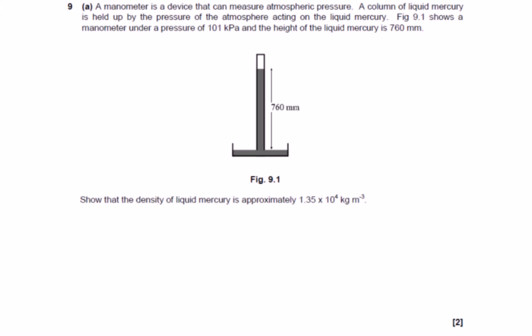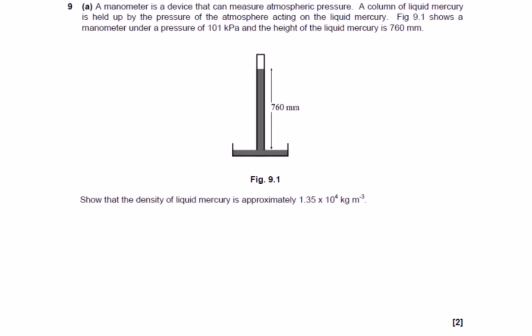So the final question is about a manometer that's filled with mercury and it measures atmospheric pressure. A column of liquid mercury is held up by the pressure of the atmosphere acting on the liquid mercury. Figure 9.1 shows a manometer under pressure of 101 kilopascals and the height of the liquid mercury is 760 millimeters. So this would be a vacuum up there, and the reason that the rest of the mercury doesn't come out of the manometer is because the air pressure is pushing it and forcing it back up.